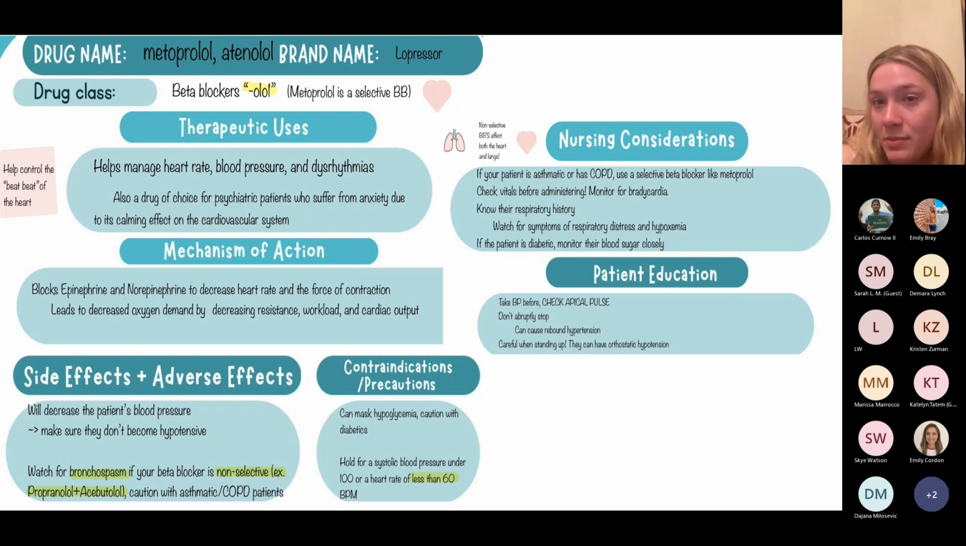If your patient has a history of asthma or COPD, instead of giving them propranolol or acebutolol, we want to give them metoprolol or atenolol. So just know that metoprolol and atenolol are selective beta blockers. So they're specifically working on the heart. Again, we always check our vitals before administering and monitor for bradycardia. We have to check our blood pressure before, and you're also going to check their apical pulse. Again, these drugs also need to be tapered.